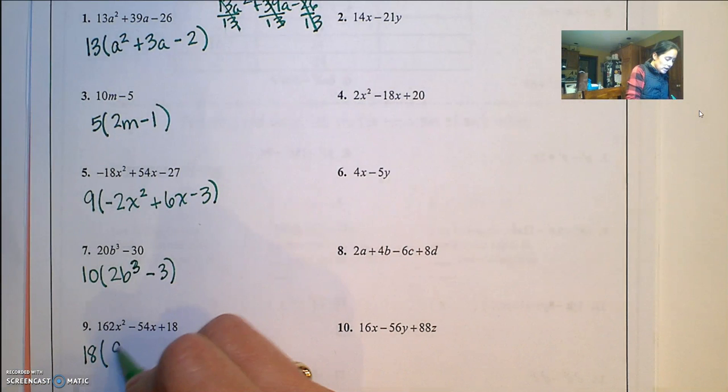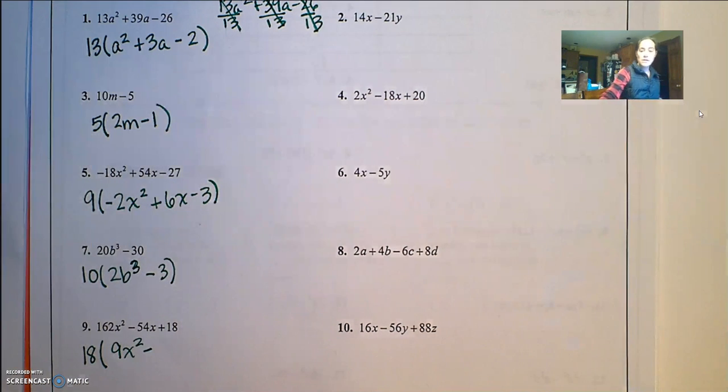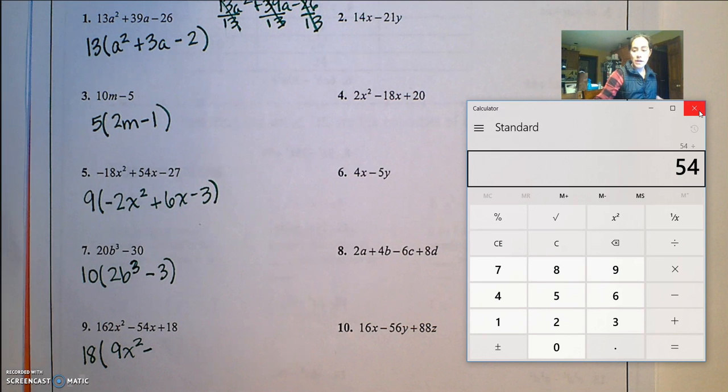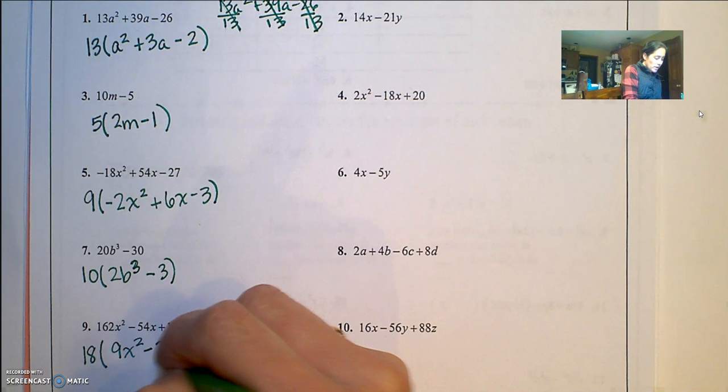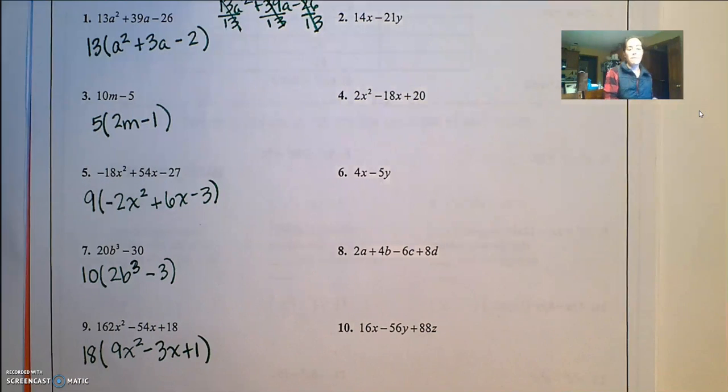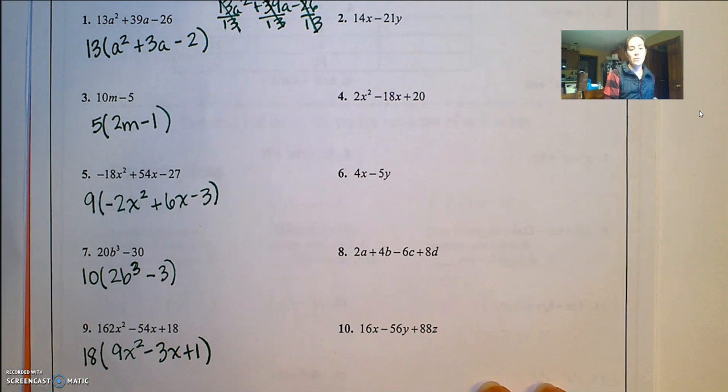So 18, then we get 9x squared minus, and then I believe 54 divided by 18 is 3. Yep, just double checking. So we get 3x plus 1. Now you do have to write that plus 1, you can't leave it blank. That would look kind of silly. So number 9, you can factor out 18. That's the greatest common factor. Yes, 3 would have worked, 9 would have worked, but 18 is the greatest one. All right, you're trying number 10 on your own.